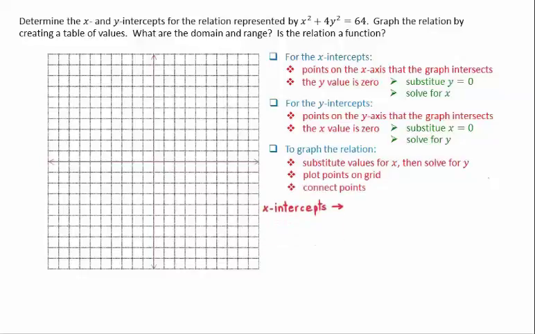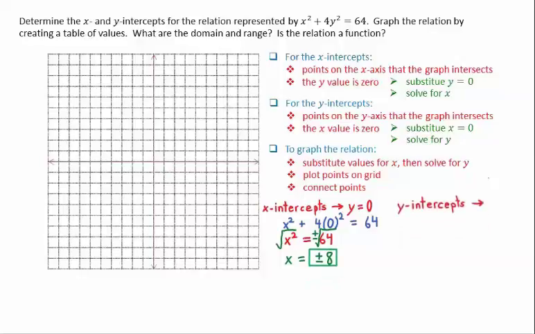For this question, to get the x-intercepts, we substitute y equals 0. x squared plus 4 times 0 squared equals 64. We then have x squared equals 64, and we take the square root of both sides. Always remembering, though, that we have to take the positive and negative square root. We then get x equals positive or negative 8.